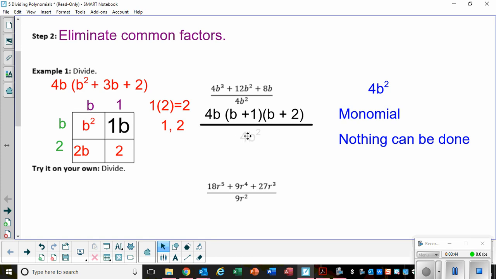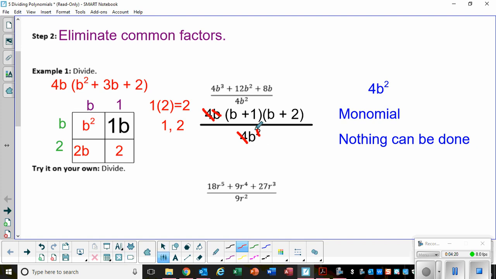I'm going to put it under the factored form at the top. So now what I need to do is cancel out what they have in common. They don't have any binomials in common, so those stay. They both have a 4, so those can cancel out. So I'm going to draw a little line there. The 4's cancel out. And if you look, this one has a b and this has two b's, so I can cancel out a b from both. If I take away a b from b squared, I'm just left with b.